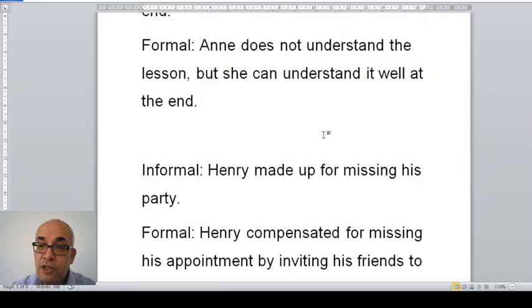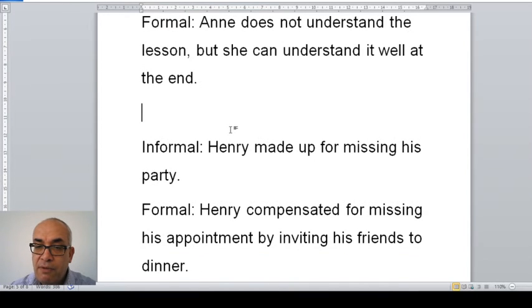You can change it into however if you want. Anne doesn't understand the lesson. However, she can understand it well at the end. And this is better English. But as I said in my videos before, I'm not going to explain because even after formal, we've got academic English, which is very formal. So I'm trying to make it as simple as possible for you.